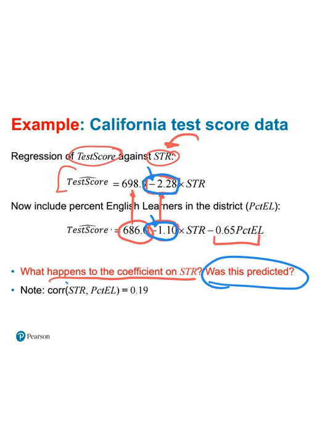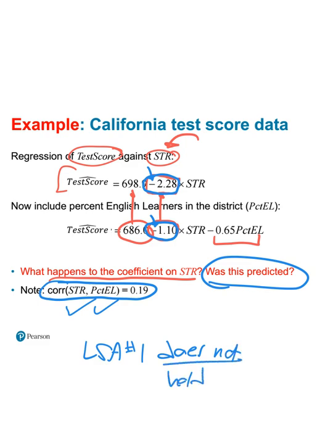And here, there is a positive relationship between the percentage of ESL students and the student-teacher ratio. So that means that LSA number one does not hold with the simple linear regression. So what was the solution? We include this variable in our multiple regression, and then we no longer have an issue with our regressors being correlated with the error term. Since this variable is no longer in the error term, we are actually formally controlling for it.